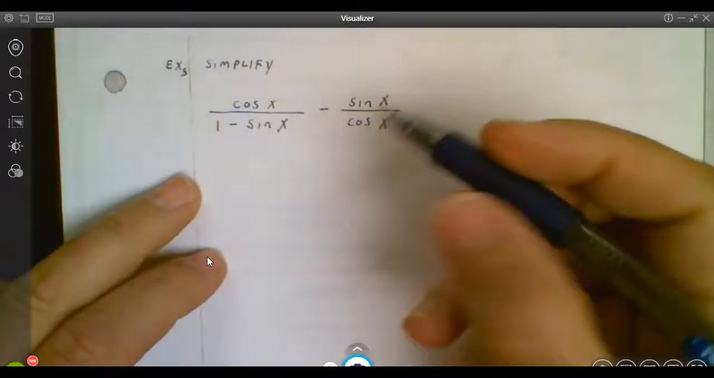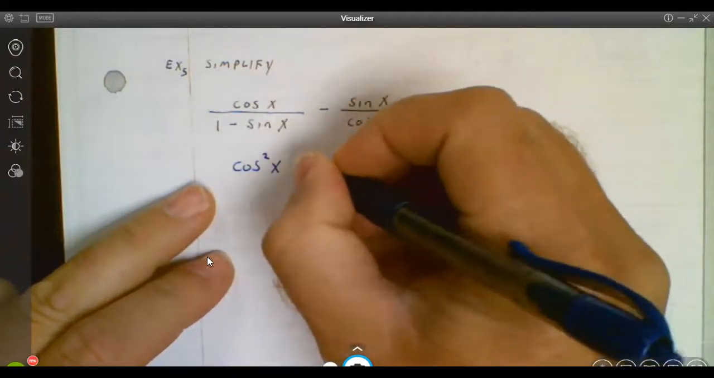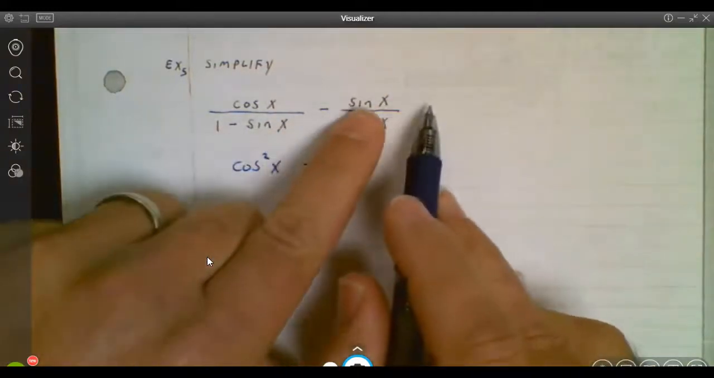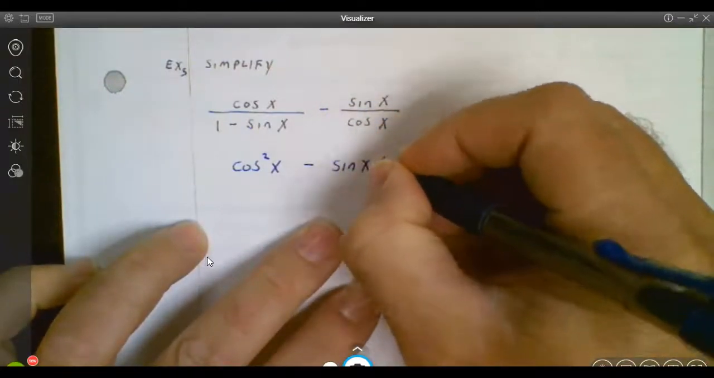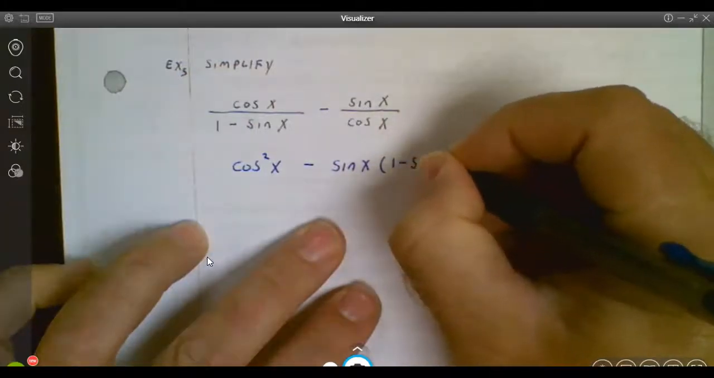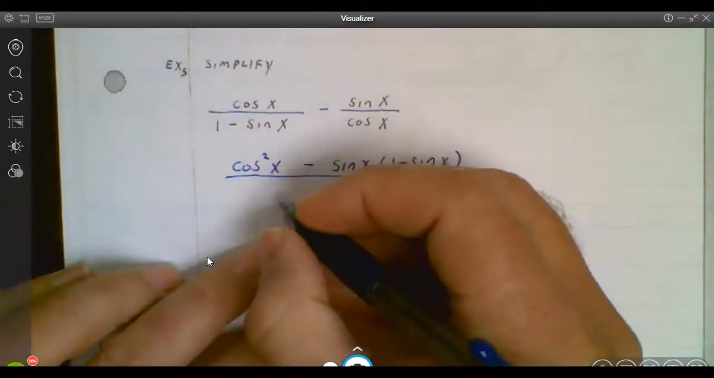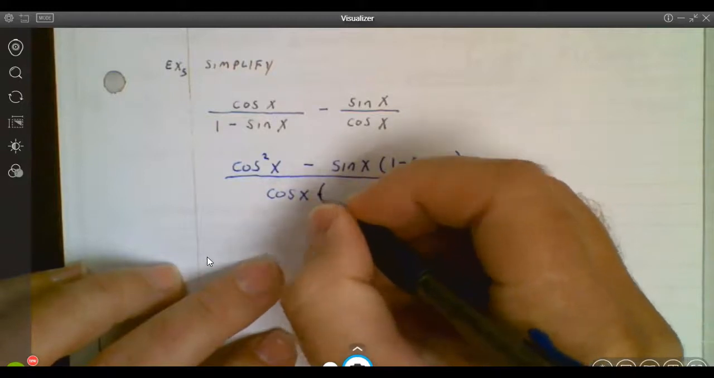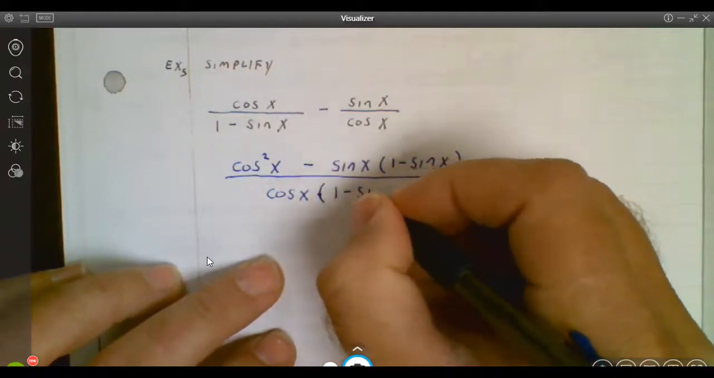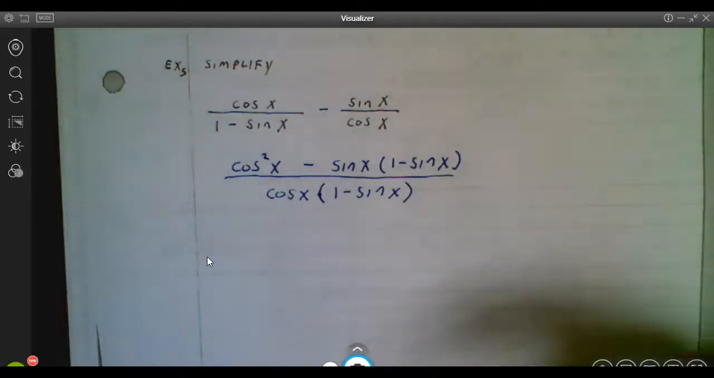So I'm multiplying my cosine over here, so it becomes cosine squared of x. I'm multiplying this over to here, and I'll just write that out so we can see it. So now I've created one big common denominator of cosine x times 1 minus sine x. So that puts me here. Now I only have one fraction instead of two, and this helps me simplify what we have.